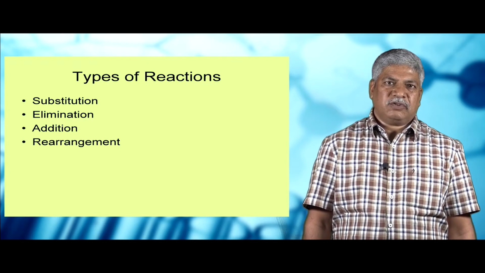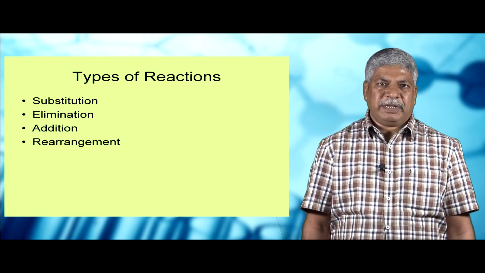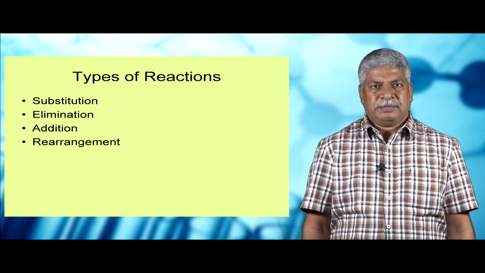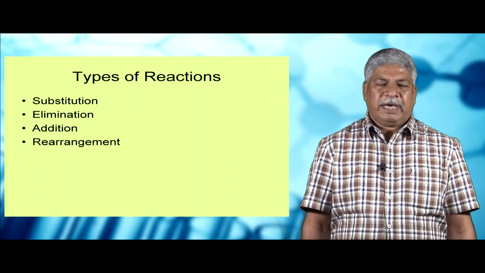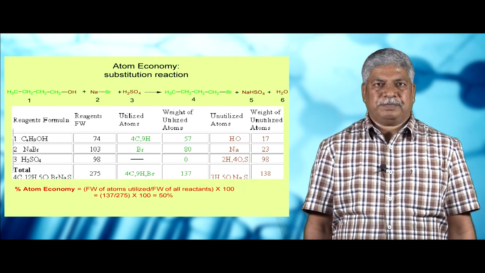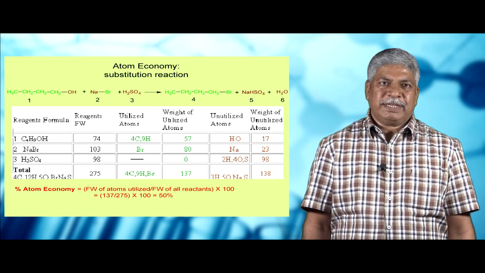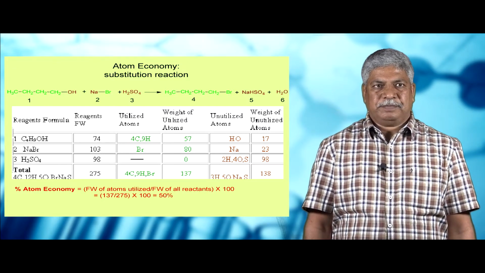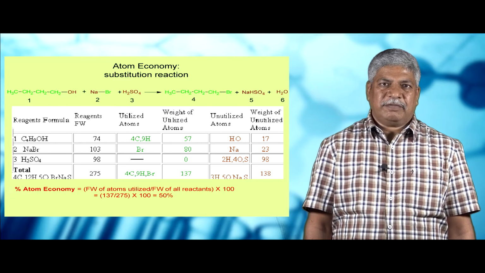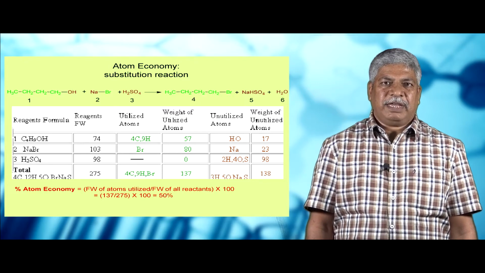Generally reactions are classified into 4 types: substitution reaction, elimination reaction, addition reaction, and rearrangement reactions. We will take them one by one and see how the atom economy is determined. Let us take the same example we used to explain the percentage yield: N-butanol reacting with sodium bromide and sulfuric acid to form N-butyl bromide, sodium hydrogen sulfate, and water.